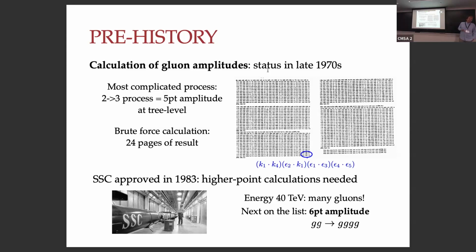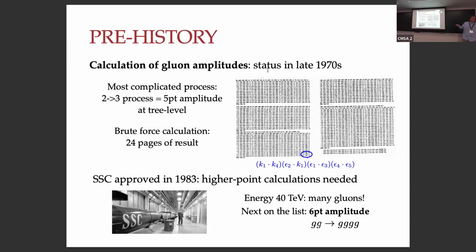But these calculations were necessary because, from a practical perspective, in 1983, a few years later, there was an approved construction of a new collider called the SSC in Texas, which was supposed to reach very high energies in accelerating and colliding these particles. Therefore, there was a need for theoretical predictions for higher amplitudes in order to accurately predict what happens at these colliders and search for new physics. So the next amplitude on the list was a 6-point amplitude, with 2 gluons in the initial state and 4 gluons in the final state.